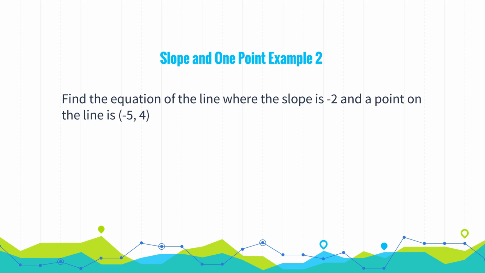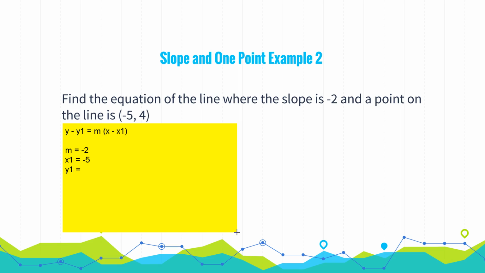This one here says that our equation gives us a slope of negative 2 and the point on the line is negative 5, 4. All right, let's chunk this one out again. So I'm going to rewrite that formula that you were supposed to write down at the beginning. And then let's write down all of the things that we already know. So we know the slope is negative 2. We know that my x1 value is negative 5. My y1 value is 4.